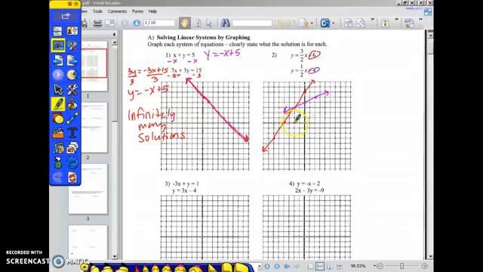And we see that they cross at negative 2, positive 3. That is our solution. Remember, if it has one solution, then you have to state exactly what that solution is.